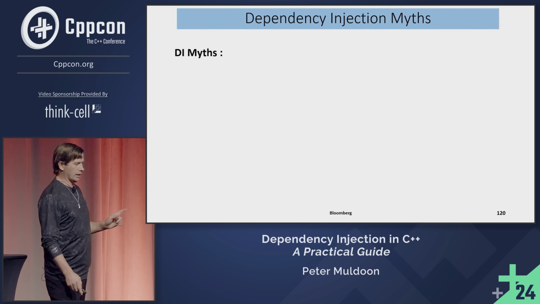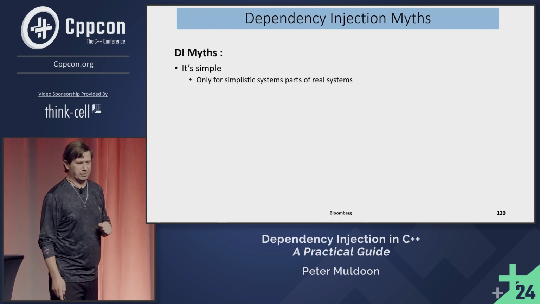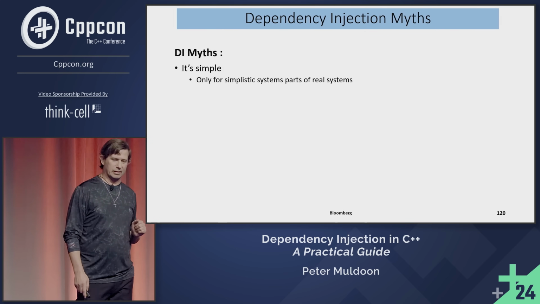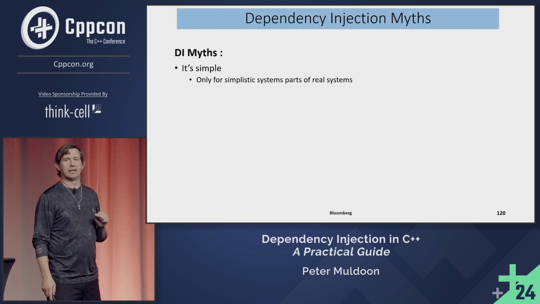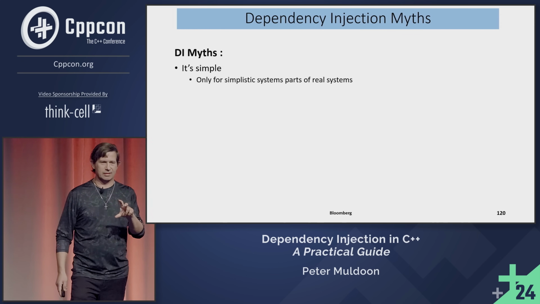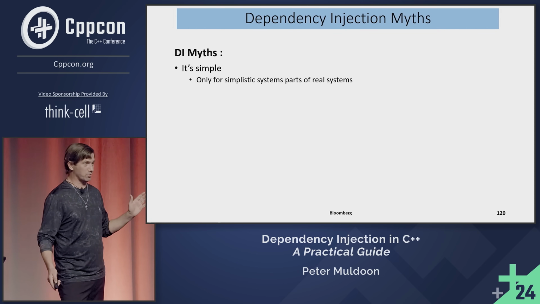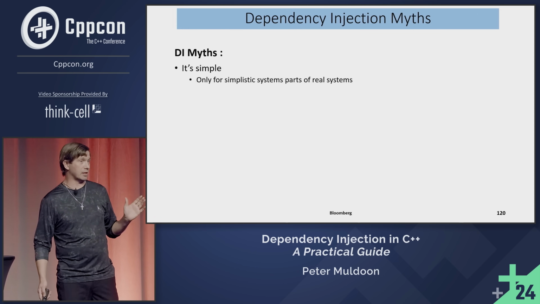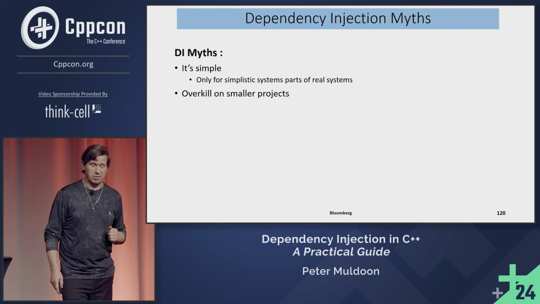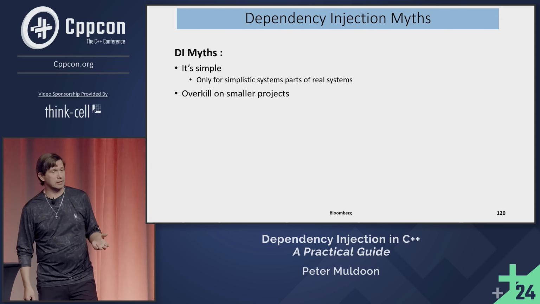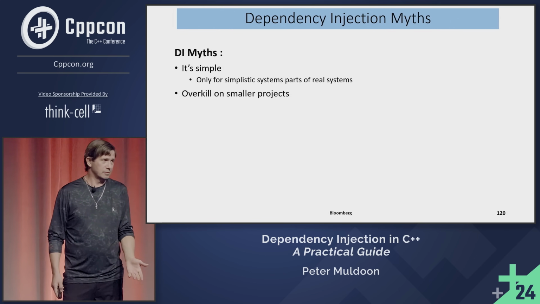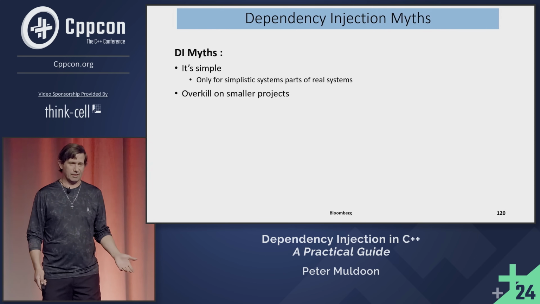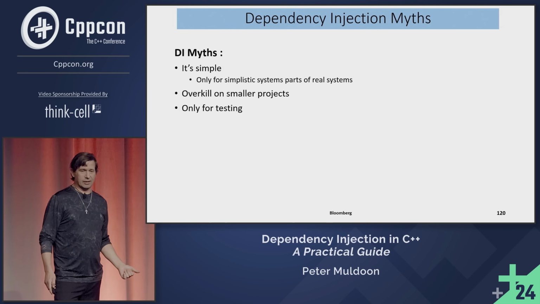All right, so let's talk about DI myths. People said dependency injection is simple, or only for simplistic systems. It is simple when you're doing little toy programs. In the real world, it's really hard to do, and that's why people tend to shy away from it. Some people say it's overkill on smaller projects, that it's too small for testing and dependency injection. Yeah, that thing's never going to get bigger.